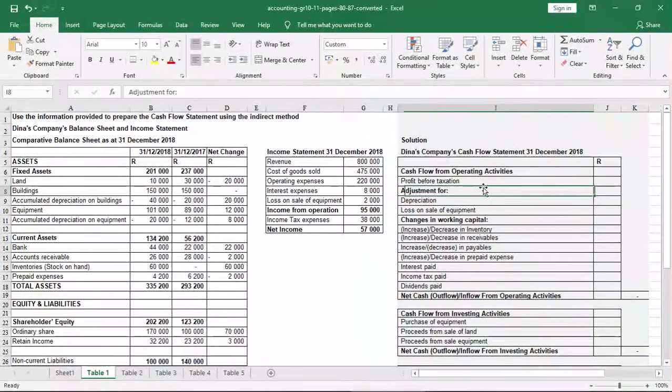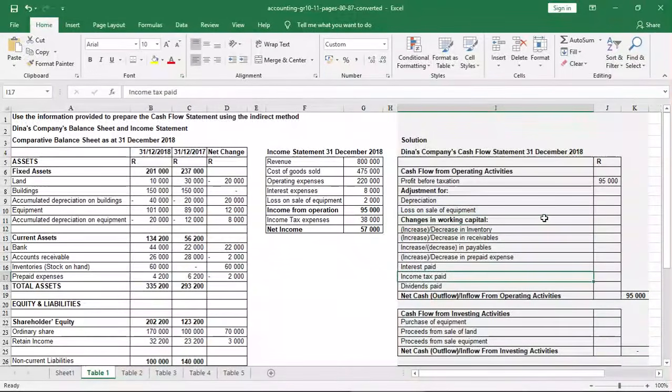And where do we get that? We know that we get that in the income statement. So we are given a snippet of the income statement over here. Profit before taxation comes before the calculation of tax. So there is tax expense, and income from operation is 95,000 rand. So that will be profit before taxation. Sometimes it's called EBT, earnings before tax, or profit before tax. So here we have profit before taxation, it's 95,000 rand. So we put 95,000 rand, and then now we start doing the adjustment. So that's the first calculation.